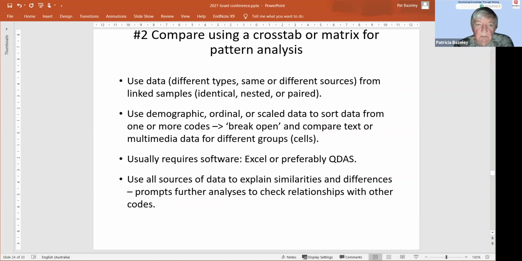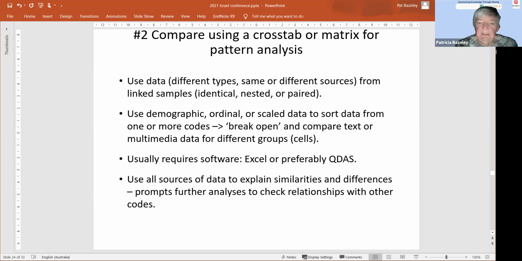Similarly, or not quite similarly, we can compare using a crosstab or a matrix and look for patterns. This will typically use different kinds of data or data from different sources, from linked samples. The samples need to be linked so that you can then use the demographic or scaled data to sort the data, say, from one or more codes. So you break open and compare text for different groups.